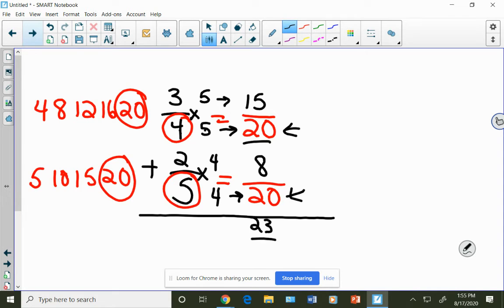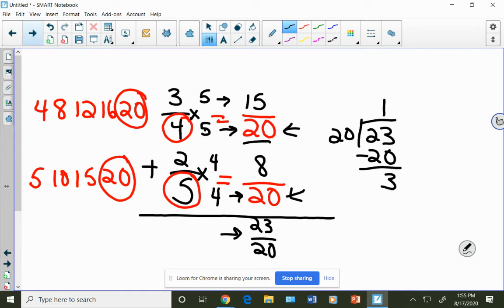23 over 20. Now what's that called? It's called an improper fraction. I cannot leave answers improper normally. When I add, subtract, multiply, and divide fractions, I don't leave my answer improper. So I have to divide. And this is an easy problem. How many 20s are in 23? Well, there can only be one. 2 20s is 40. So 1 times 20 is 20. 3 left over. So my answer is going to be 1 whole, 3 left over. The denominator stays the same, 20. So my answer is 1 and 3/20.